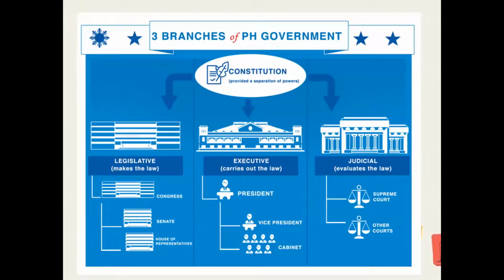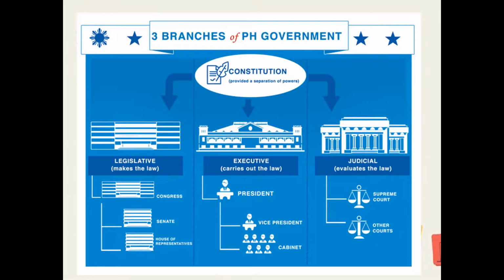So let's look at the three branches of the government. We have the legislative department, who makes the law. Okay? Again, we are following a bicameral system. When we say bicameral, there are two chambers, the Senate and the House of Representatives. Second branch, the executive, it carries out the law.